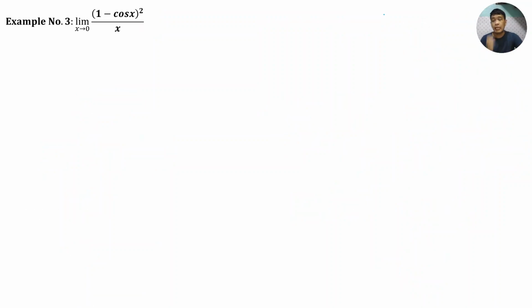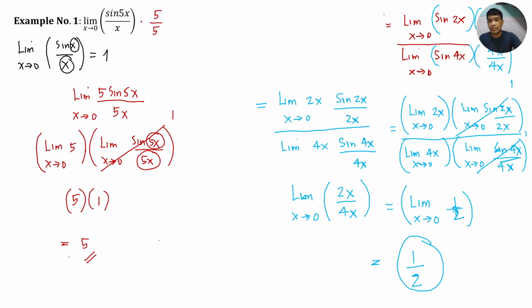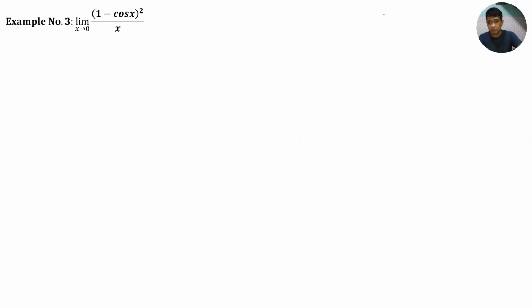How about the limit of 1 minus cosine x raised to the second power all over x? So, meron tayong na-derive kanina that the limit of 1 minus cosine of x over x as x approaches 0 is equal to 0. So, with that, pwede tayong maglagay ng x sa denominator para meron tayong square din sa taas, may square din sa baba. So, para magawa yon, magmumultiply ako ng x sa denominator.